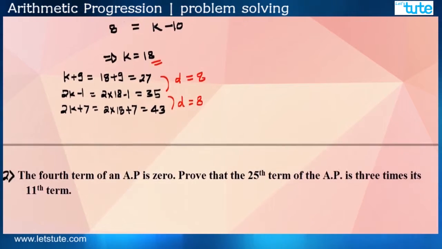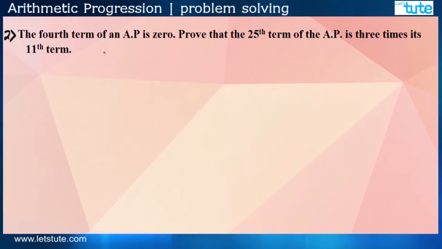Okay, so let's see the second question. First of all, read the question carefully. The fourth term of an AP is 0. Prove that the 25th term of the AP is 3 times its 11th term. Okay, now see this answer part, how to solve it.